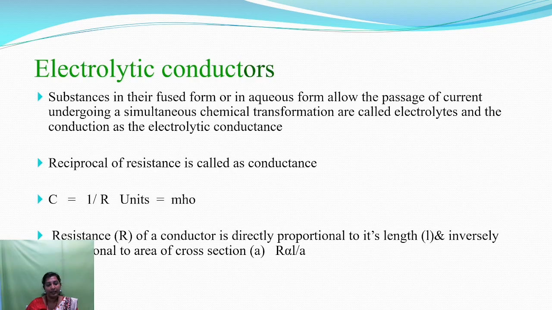Then electrolytic conductors. The substances which, in their fused form or in aqueous form, allow the passage of current undergoing simultaneous chemical transformations are called electrolytes, and the conduction is called electrolytic conductance. The reciprocal of resistance is called conductance. The formula is C equals 1 by R, and the unit is mho. Resistance is represented as R. Resistance of a conductor is directly proportional to its length L and inversely proportional to the area of cross section A. The formula is R proportional to L by A.